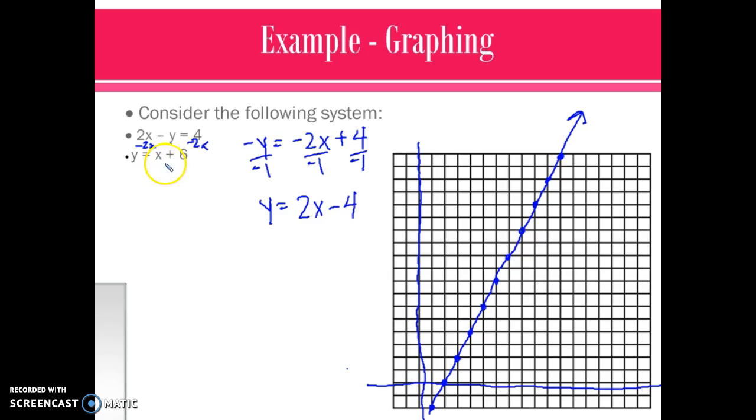Then my second line, we've got x plus 6. I'm going to go up to 6. And then I'm going to go up 1, right 1. I'm going to keep going until I cross my other line. And as soon as I cross it and find that intersection, I don't need any more points. I'm just going to graph. And then this is my answer, which if we count, will get us again 10, 16.